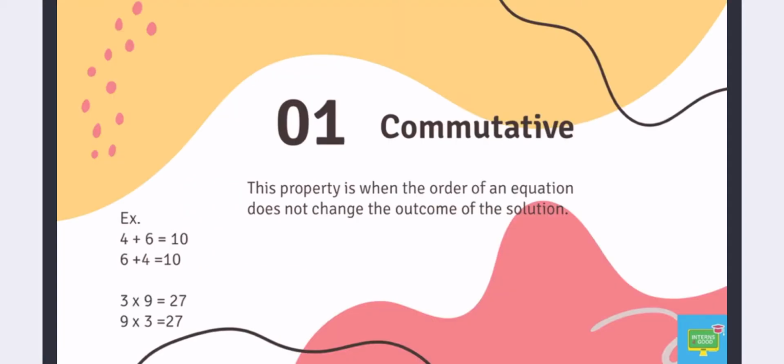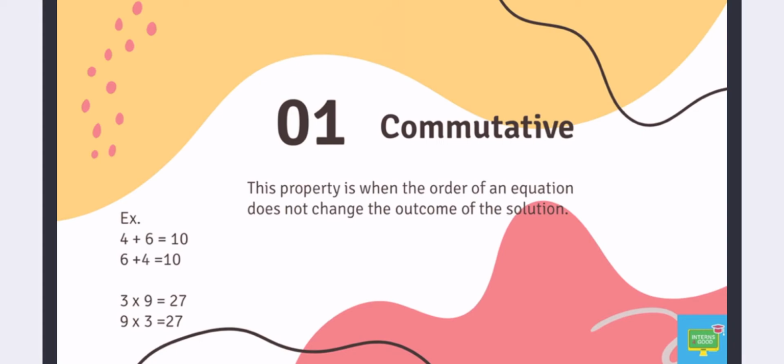The first operation here is commutative. This property is when the order of an equation does not change the outcome of the solution. Let's look at an example here. 4 plus 6 equals 10. If you switch up the order and say 6 plus 4, it still equals 10.